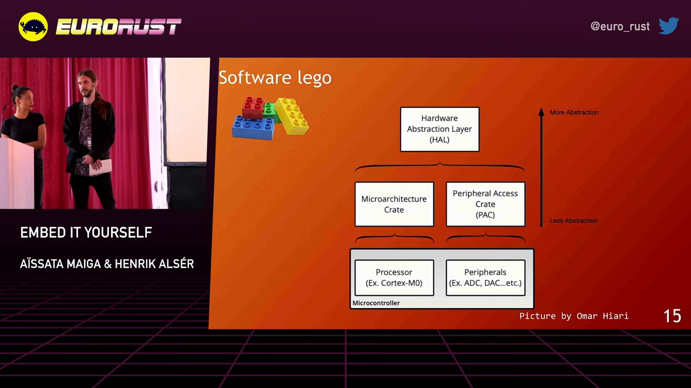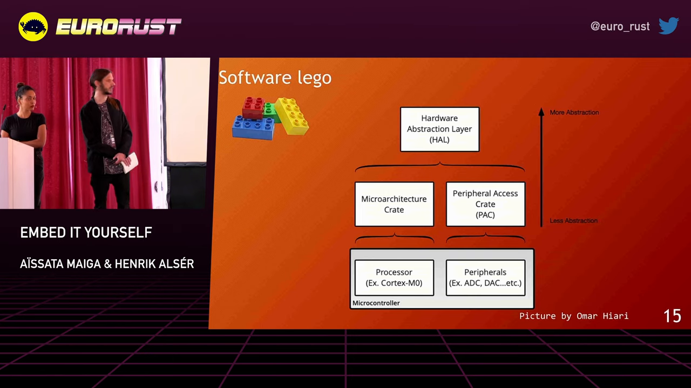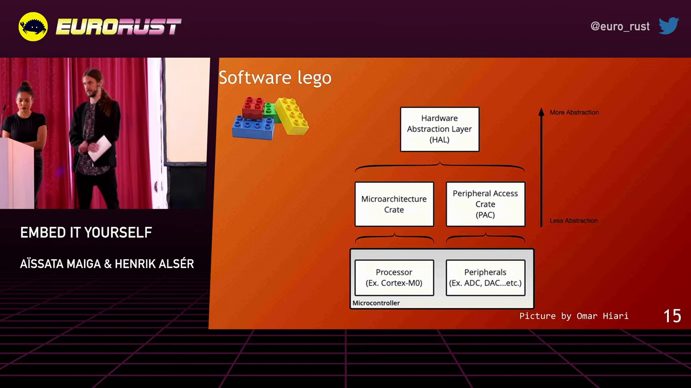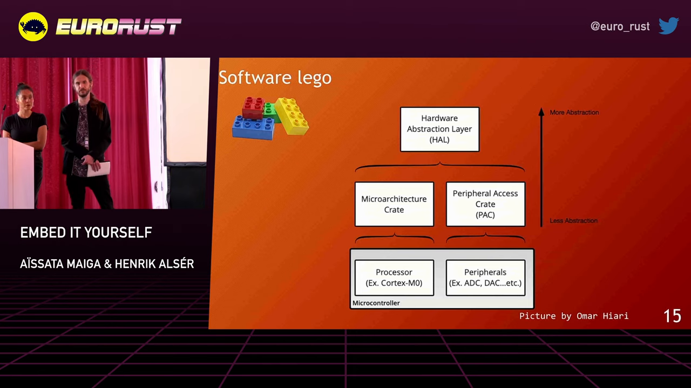But this is usually an inherently unsafe layer to work in, because we don't know much about what is good and bad on this level. So we usually want to wrap this layer in another level of abstraction where we can provide a safe API around this peripheral access crate, that we call the hardware abstraction layer, the HAL. There we can use Rust's type system and borrow checker to enforce correctness.